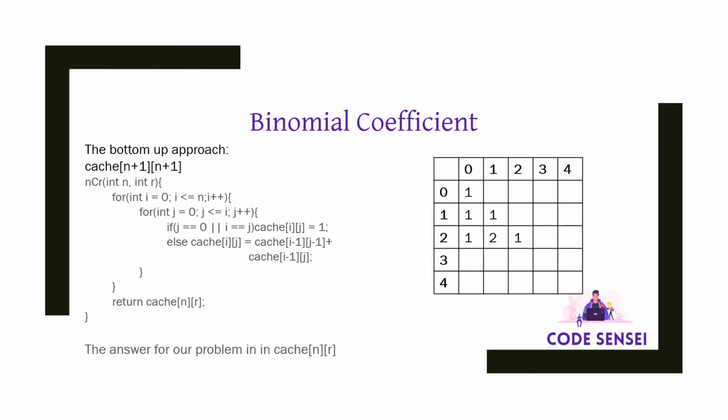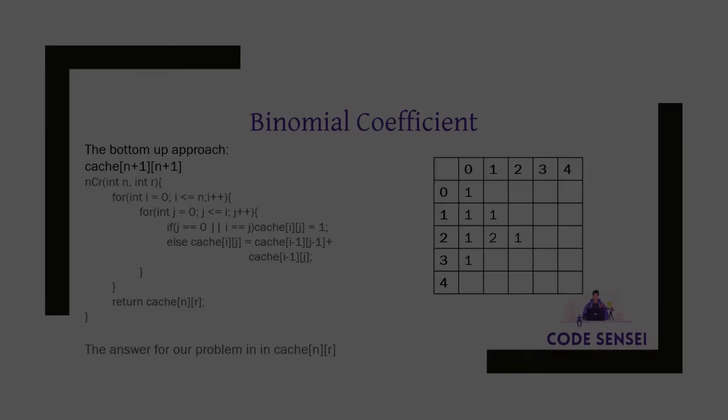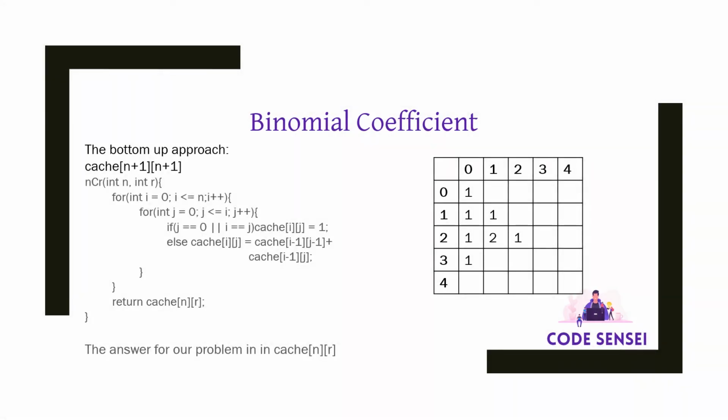Then the value of j will become 3 and it exits the loop again, and the value of i will be incremented to 3 and the value of j will be 0, which is nothing but the base case. So the value of 3 comma 0 will be 1. And then the value of j will be incremented to 1. So what is the value for 3 comma 1? It will be nothing but the sum of 2 comma 1 and 2 comma 0, right? So 2 plus 1 will give us 3.